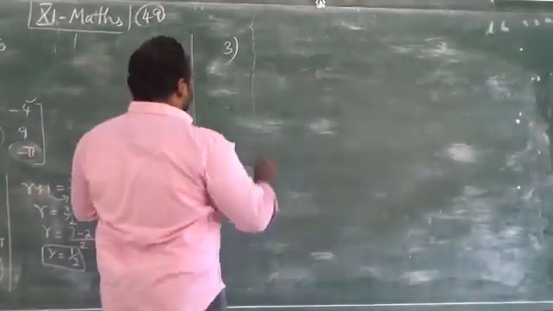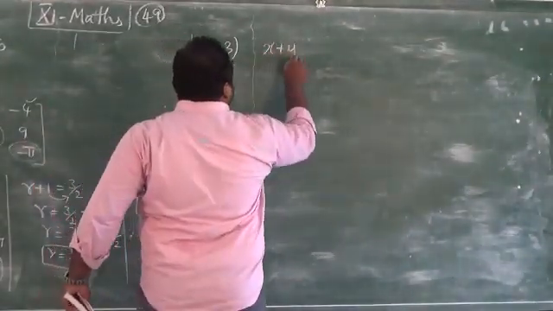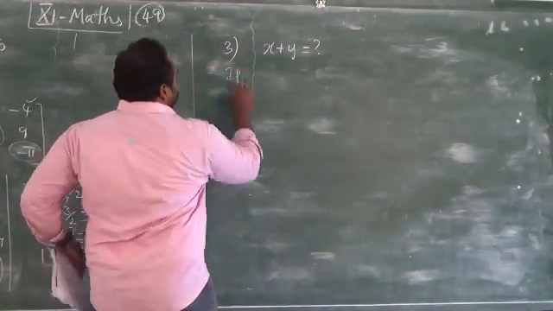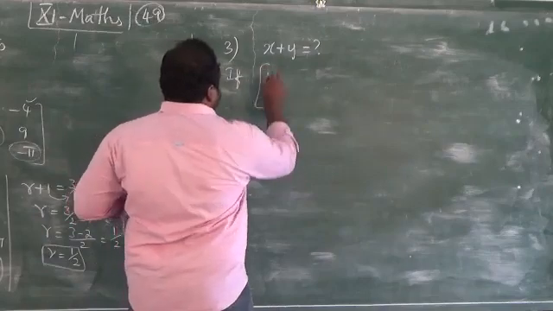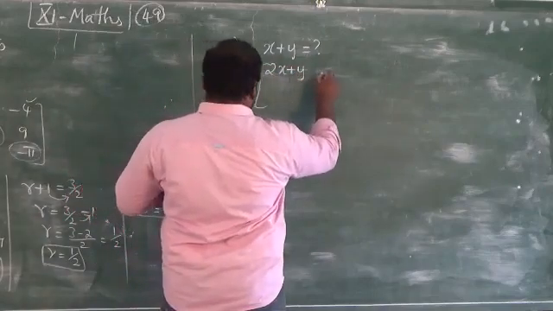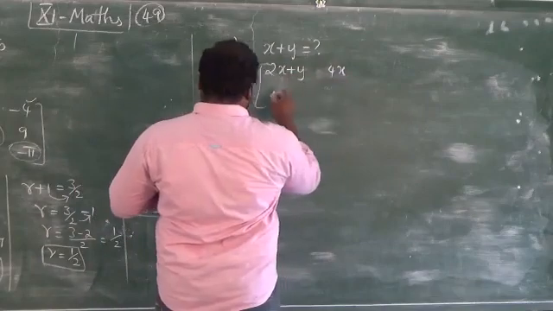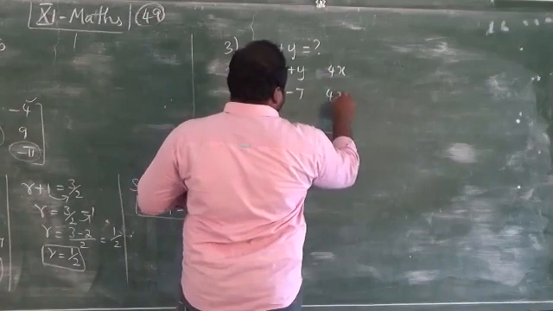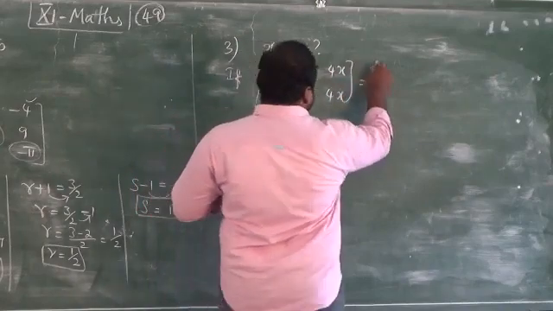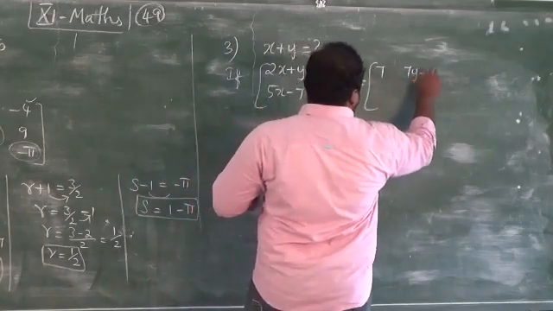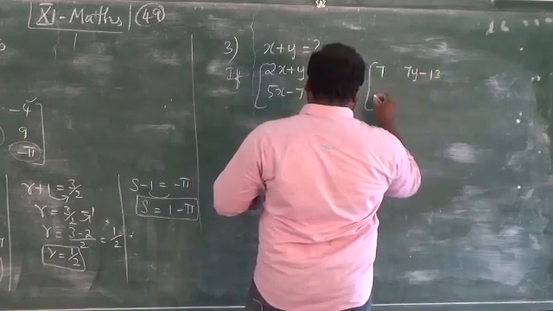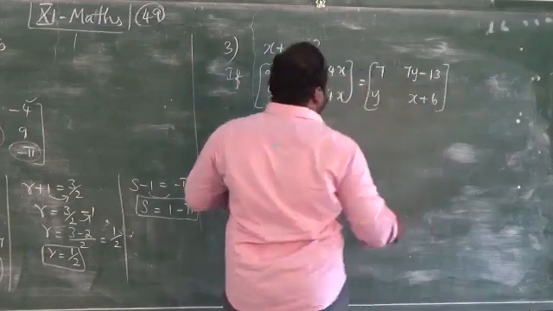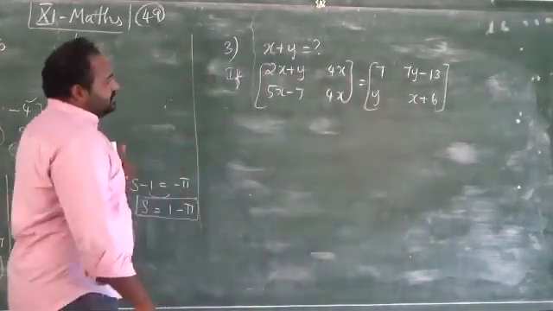Determine the value of x plus y. They are asking to find the x plus y value. The condition is given: the matrix with entries 2x plus y, 4x, 5x minus 7, 4x equals the matrix with entries 7, y, x plus 6. So, here the condition is given that two matrices are equal.